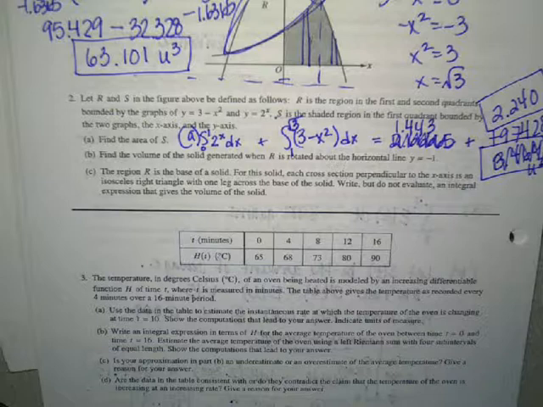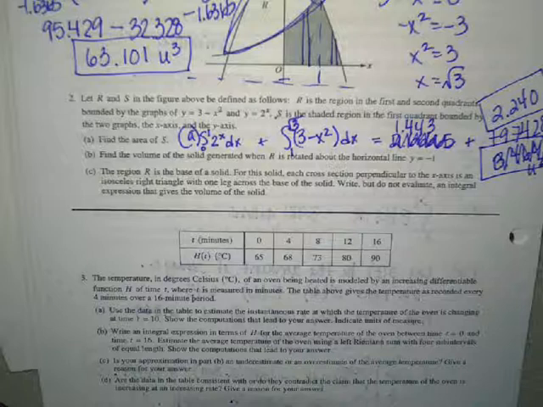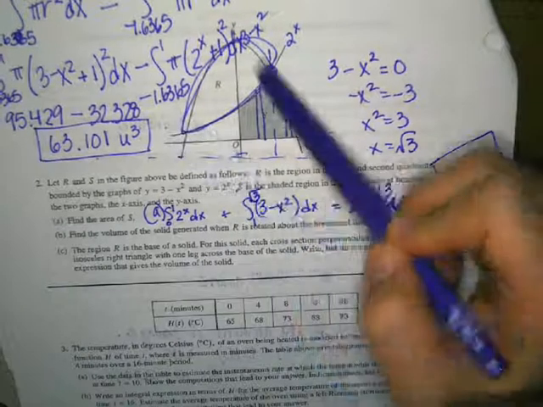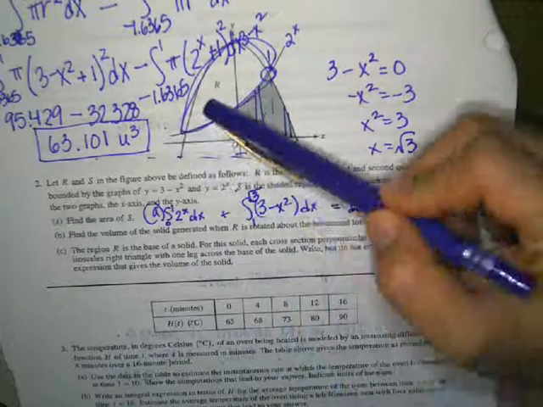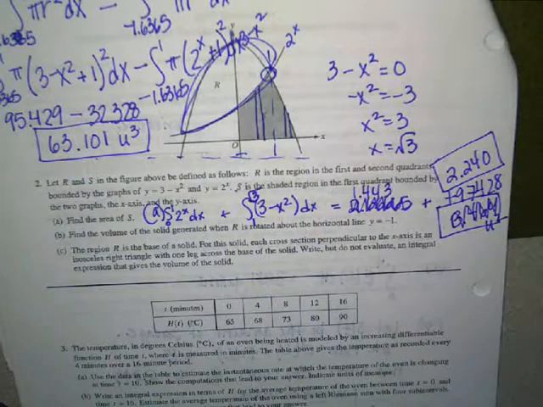Okay, for C, the region R is the base of a solid. So now we're back to this region up here. For this solid, each cross-section perpendicular to the x-axis is an isosceles right triangle with one leg across the base of the solid. Write, but do not evaluate, an integral expression that gives the volume of the solid. So we don't have to actually find the answer here. We just have to write the integral.